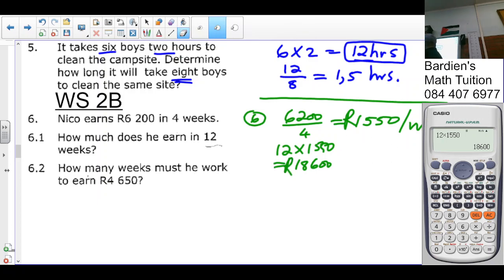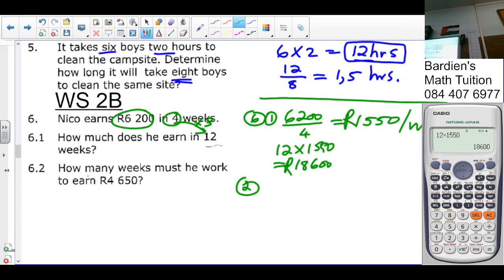Can you see that, people? That's one way. Or we could have said, but how do you get from 4 to 12? Times it by 3. You just say 6,200 times 3, 18,600. Okay. That's number 6.1.